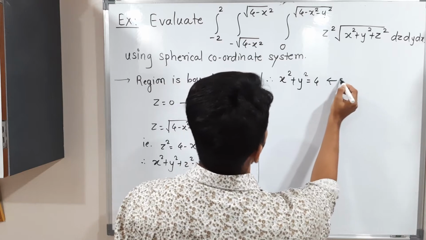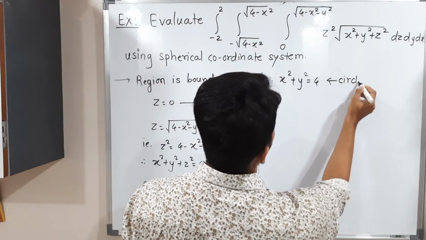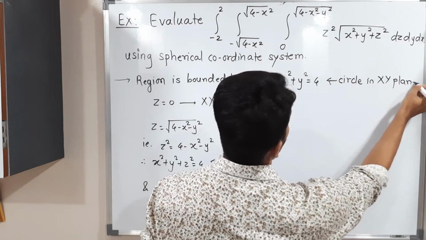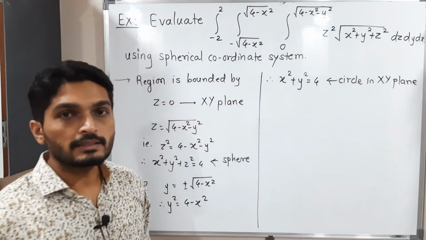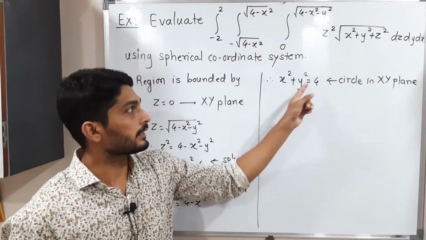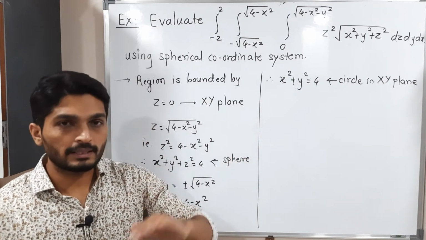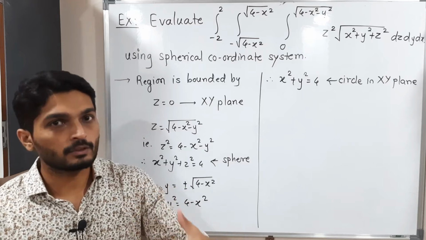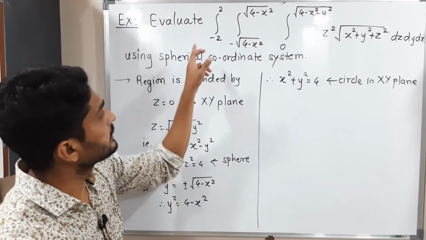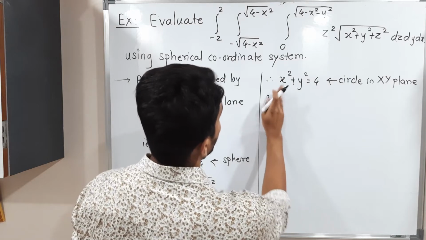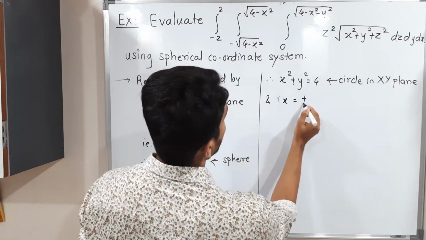So this is a circle in the XY plane having radius 2. Again we are getting a 4, so here also we got the same radius 2. In the xy plane we have a circle having center at the origin. And the limits of x are plus minus 2.